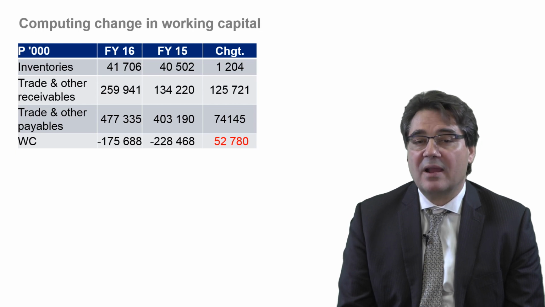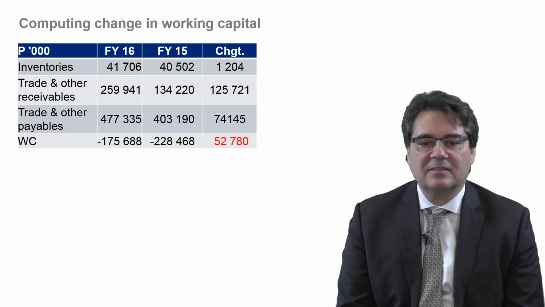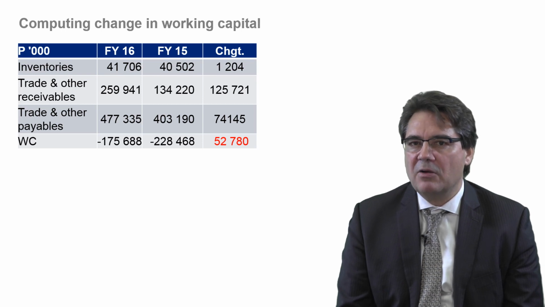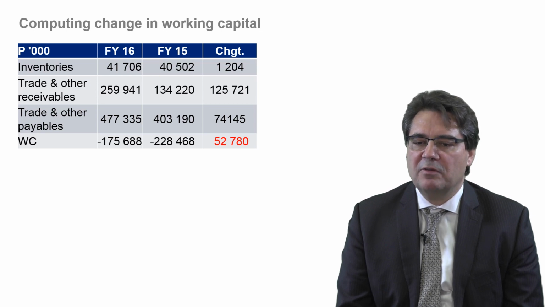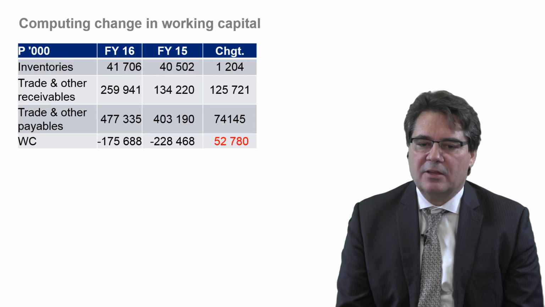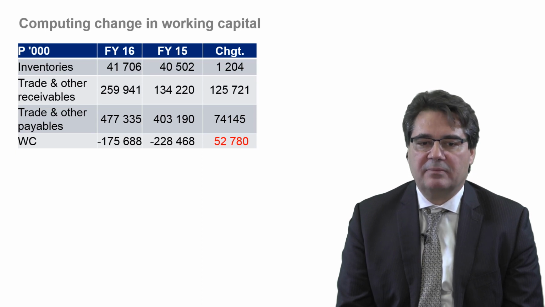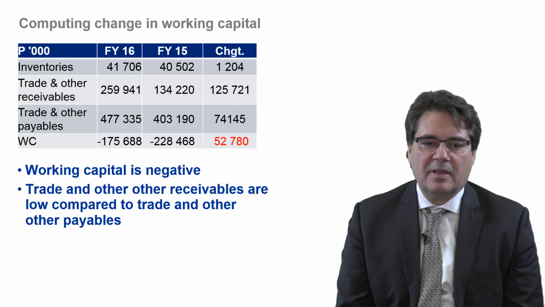The findings are quite surprising since the working capital is negative in 2015 and 2016, which is pretty unusual in the water business. In our example, we can explain this outcome by the fact that trade and other receivables are low compared to trade and other payables. We will investigate this later. Clearly, the fall in working capital level highlights a need for cash on the part of the company.